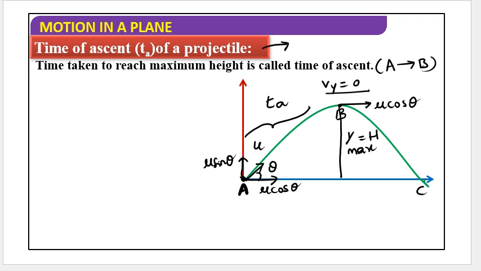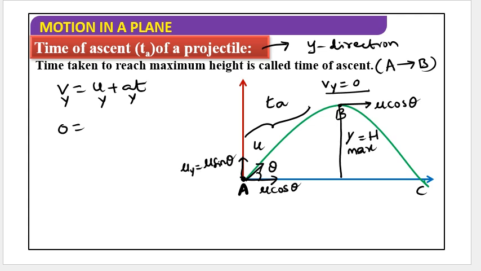Already we know very well time of ascent depends on the vertical component of velocity, and here we consider motion in the y direction. Then apply the first equation of motion, that is v is equal to u plus at. Here motion is considered in the y direction, so vy, uy, ay. So vy is equal to 0. In the place of uy, that is the initial velocity along the y direction, that is equal to u sin theta.